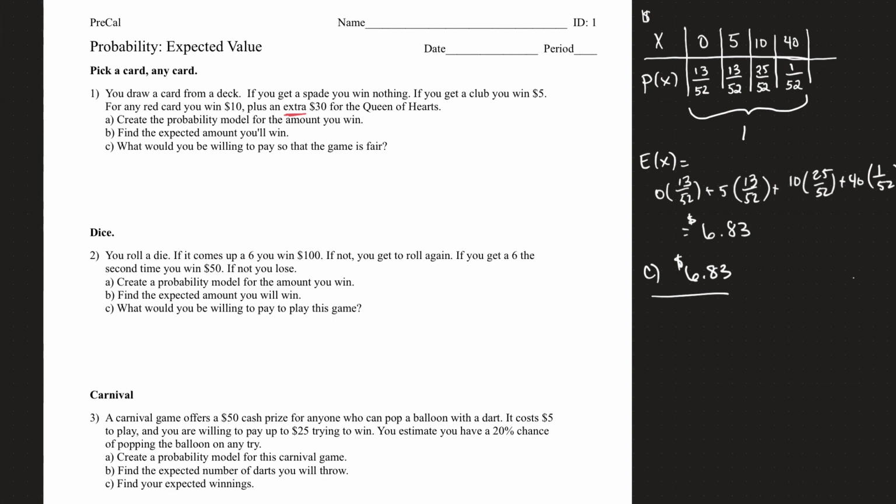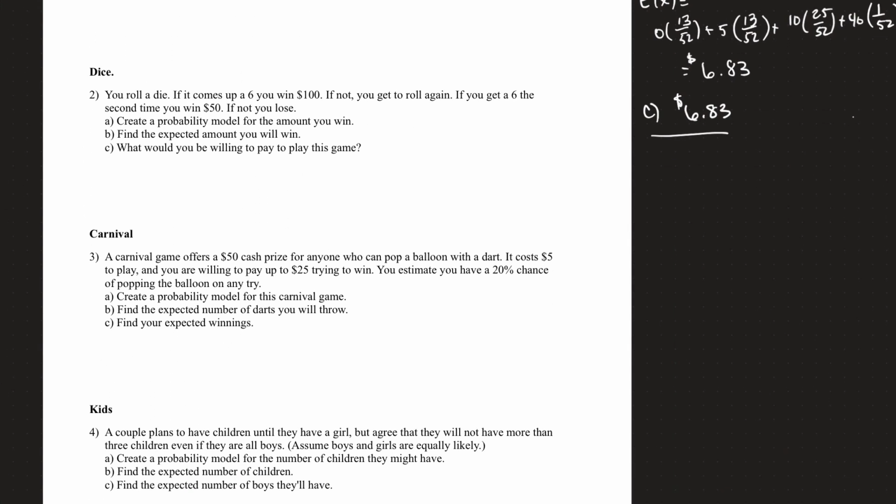Number 2, 3, 4, these are similar. Number 2 is exactly the same as number 1, but number 3 is a little bit different. I want to talk about that just as you set it up, and then I'll let you work on it, and then I'll post the key a little bit later. You can check your work. Number 3 offers a prize, right? So when we set this up, we're going to have just one difference. Okay, the carnival game offers $50 for winning the game, right? If I pop the balloon, but it costs me $5 to play.